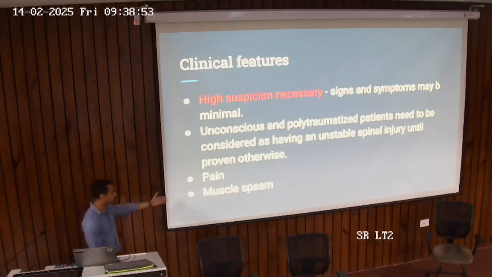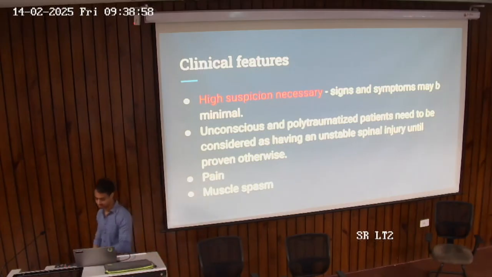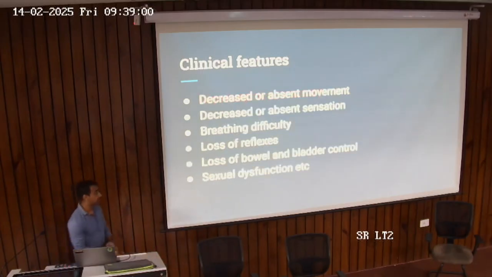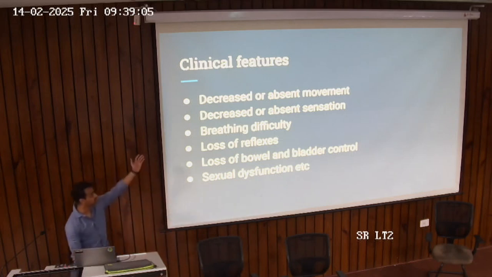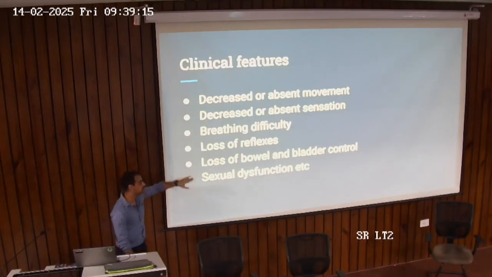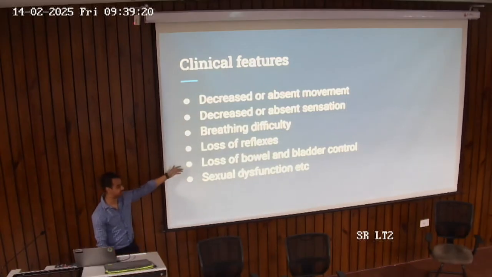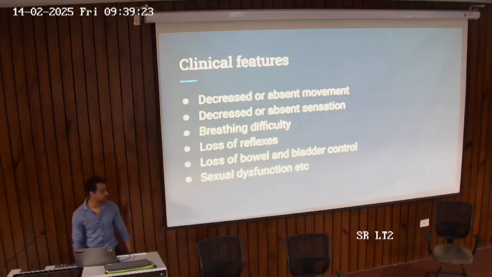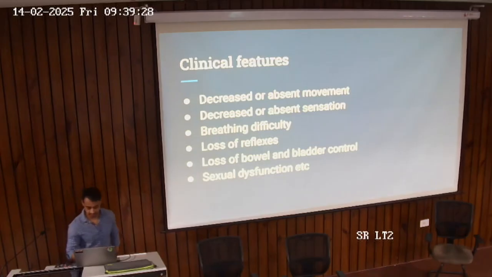Then the first complaint will come, the patient has pain. Or the second complaint will come, the patient has muscle spasm. Now when you examine the patient, or sometimes they also complain of the same, you will find that they have either decreased or absent movement, or decreased or absent sensation. They can also complain of breathing difficulty. On examination, they will have loss of reflexes. They will have loss of bowel and bladder control, which you need to ask the patient about because they may not complain of it initially. Sometimes the patient also complains of sexual dysfunction, which is usually realized later.